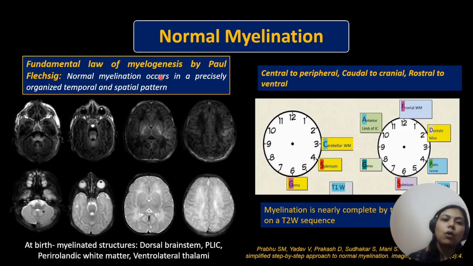According to the fundamental law of myelogenesis by Paul Flechsig, normal myelination occurs in a precisely organized temporal and spatial pattern. It occurs in a central to peripheral, caudal to cranial, and rostral to ventral organization. Now, there is a famous myelination clock which helps guide the various structures which get myelinated at different ages on both T1 and T2 weighted image. In general, the structures which are myelinated at birth include the dorsal brainstem, the posterior limb of internal capsule, and the perirolandic white matter, and these are the early myelinating structures.